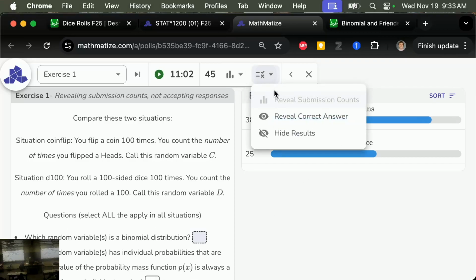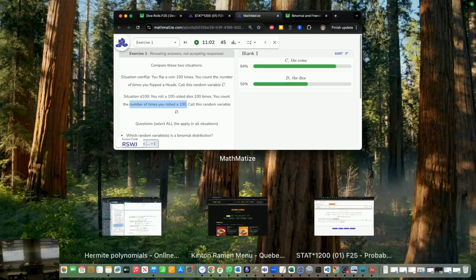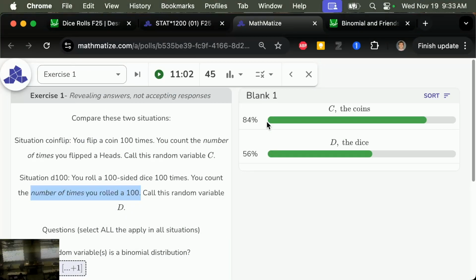And in fact, they both are. So if you said both, you are correct. Only half the people knew that the dice was also the binomial. And that's because we're counting the number of times we rolled a 100. So if you call rolling a 100 a, quote, success, then we're counting the number of successes. This is exactly a binomial. What are the parameters? Well, we're doing something 100 times, so n equals 100. And the chance of the thing we are interested in happening, rolling a 100, is a 1 over 100 chance. So this is p equals 1 over 100, and n equals 100.